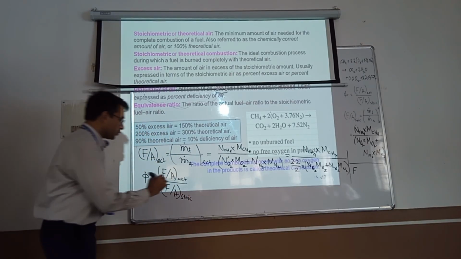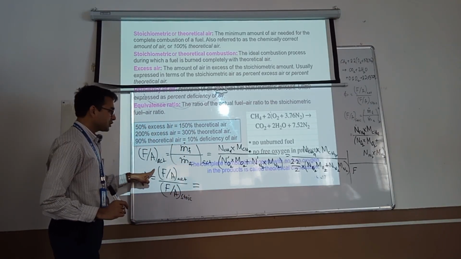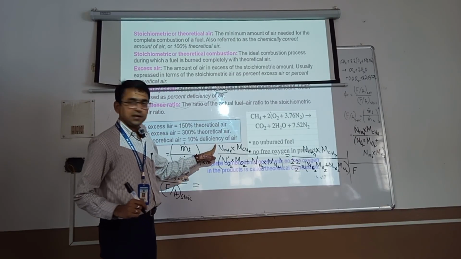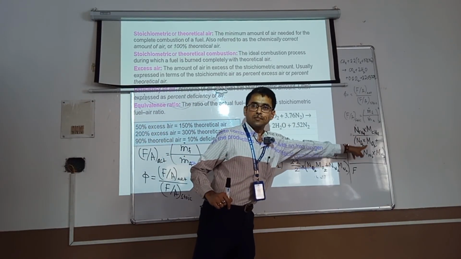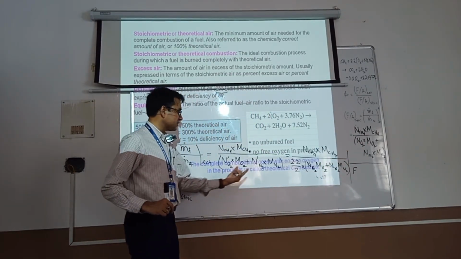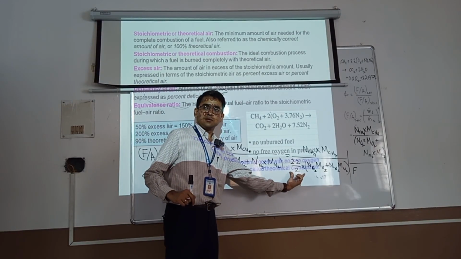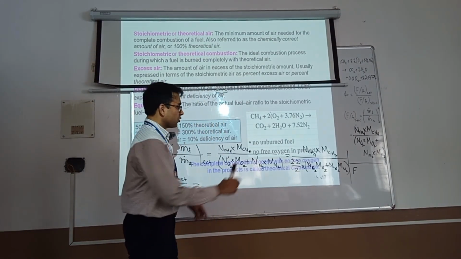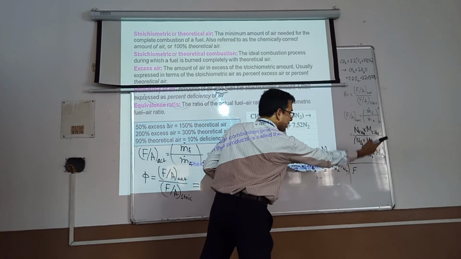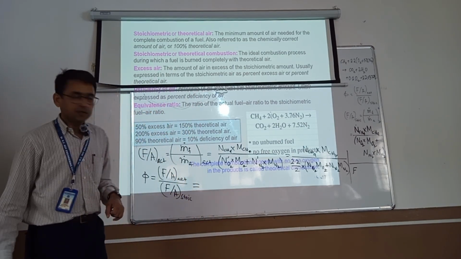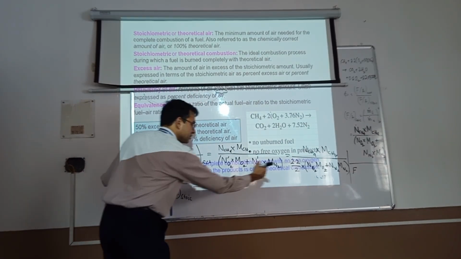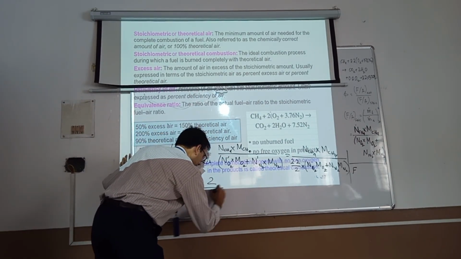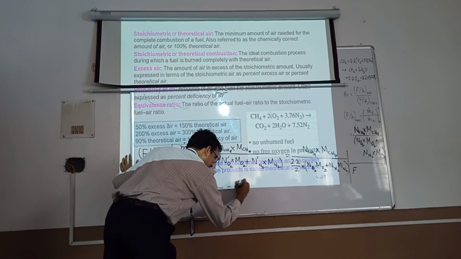Clear? So what is that? Actual. So you see that here it is completely the same. Only thing is that here you have this extra thing. So all the things will cancel here and here. Right? So the only thing that will remain is here it is 2 by 2.2, that is 1 by 1.1.